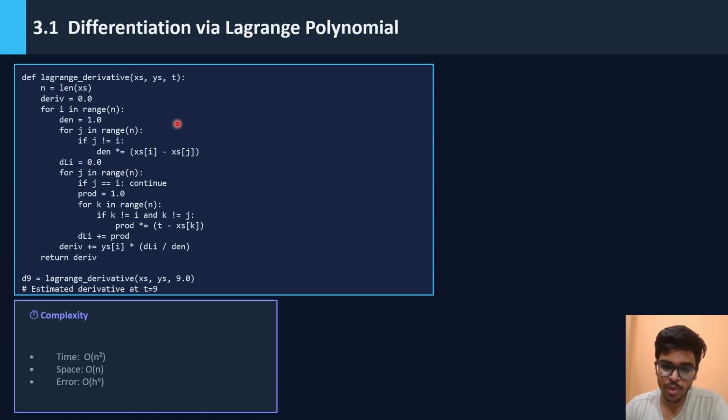Then another nested loop computes the derivative part of the basis polynomial using multiplication terms. Finally, each term is multiplied with its corresponding y value and added to the final derivative. The time complexity is O(n²) because multiple nested loops are used, and the space complexity is O(n). The error order is O(h^n), which gives good accuracy for smooth functions.